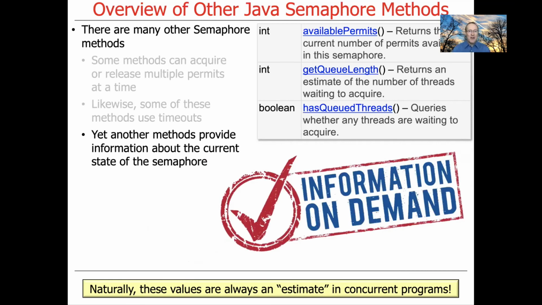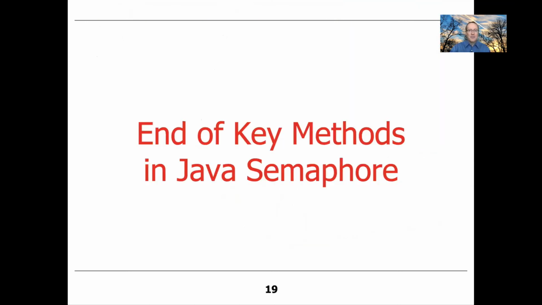There's also some methods that provide you with some information about the semaphore and its internal state, like how many permits are currently available, what the length is of the number of threads that are waiting to acquire the semaphore, and also whether there are any threads that are waiting to acquire them at all. So, of course, keep in mind that this information is always just an estimate in a concurrent program, because the moment you call availablePermits, somebody could acquire or release it. So by the time you get the result back, it might not be that useful. But they're mostly helpful for things like debugging, and probably for the people who wrote the Java Semaphore to write tests to make sure it's working the way that they expect.